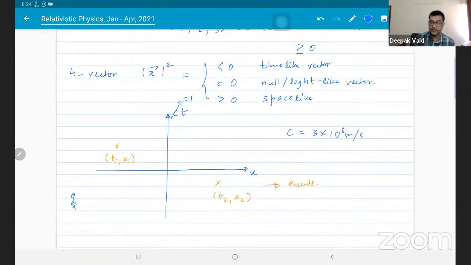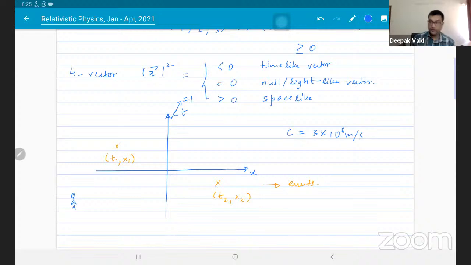c is 3 times 10 to the 8 meters per second, right? That's what I say in my MKS units. But when I say that, what is 1 meter? 1 meter is defined as some length, right? I mean, some collection of atoms or something like that. It's defined as some reference, right?